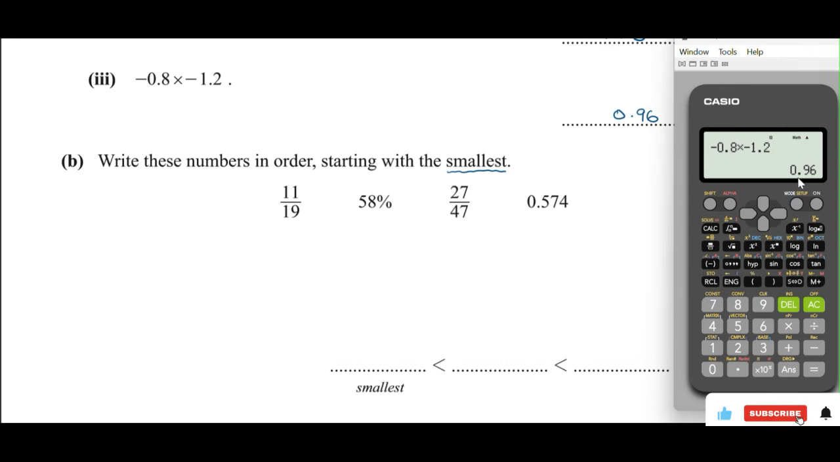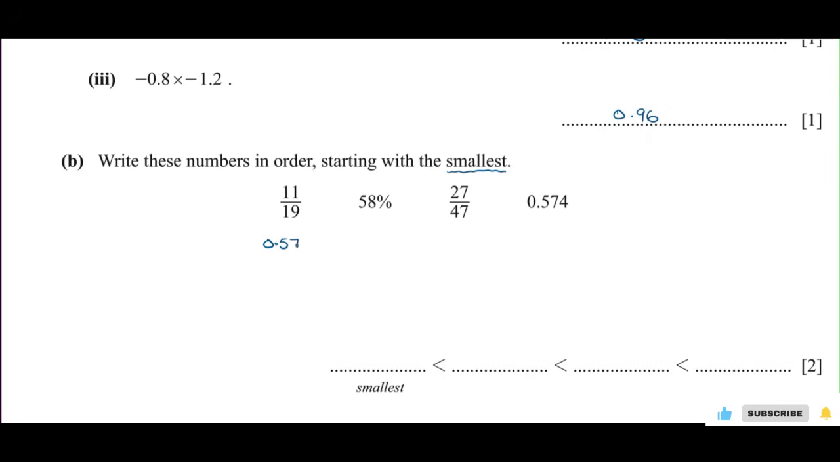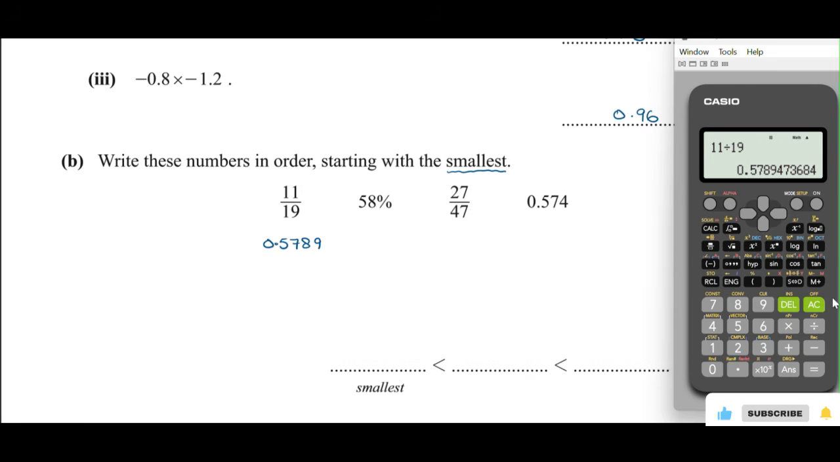First, the decimal representation of 11 divided by 19. Its decimal representation is 0.57. As you can see, these are in three decimal places, so it is better to write everything to four decimal places. 0.5789. The next one is 58%. It means we can do 58 divided by 100. So that is 0.58.